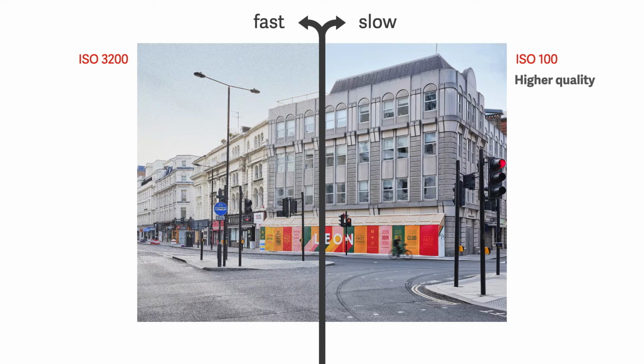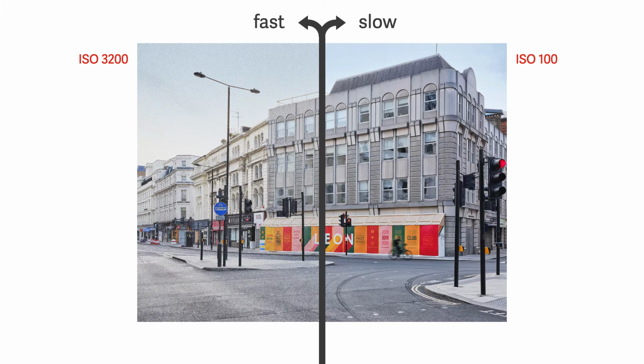The disadvantage of low ISOs is that they need lots of light, which means that we may need to use a tripod, or that the shutter speed required to shoot at a slow ISO may not be fast enough to freeze motion.